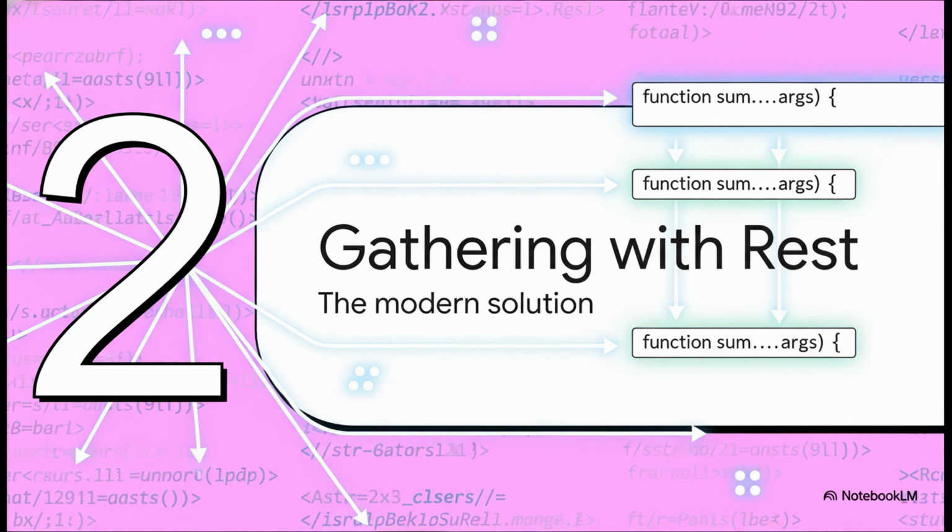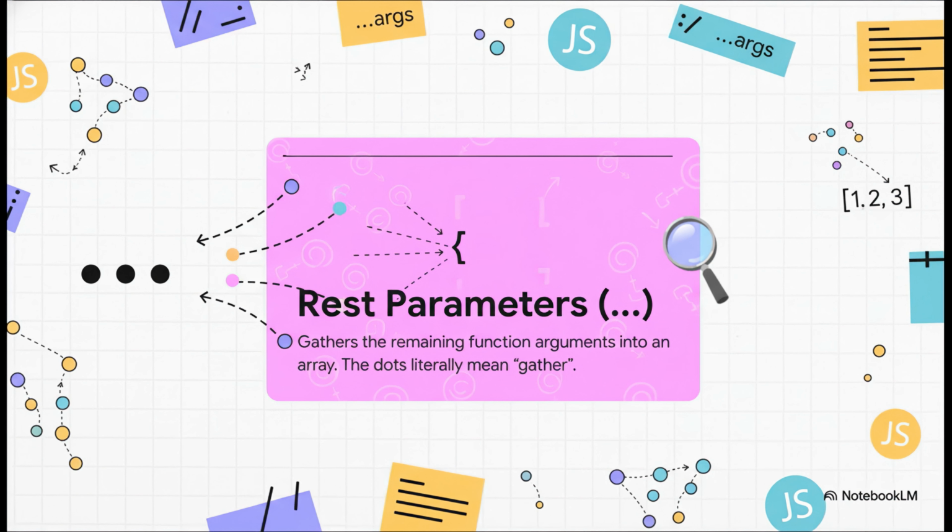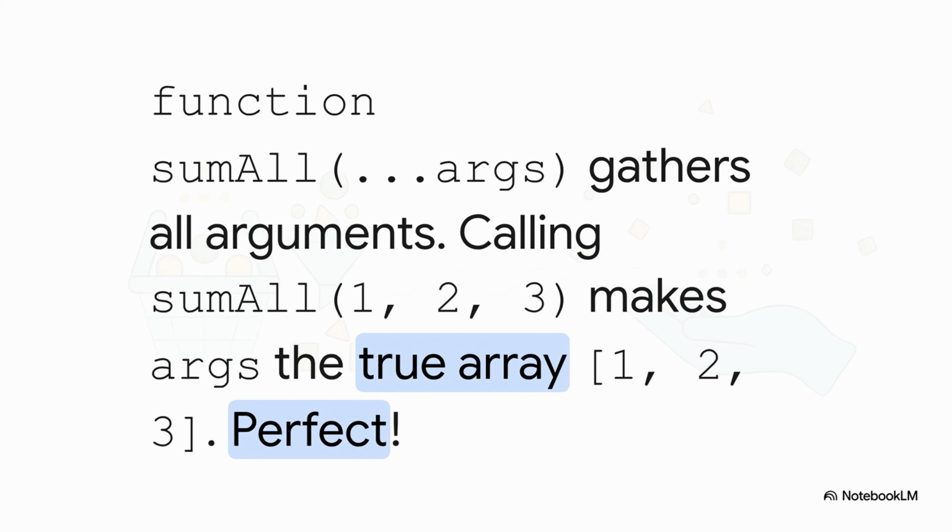Well, the modern, super clean answer is something called rest parameters. The keyword to burn into your brain here is gathers. Those 3 dots literally gather up all the loose arguments and pack them neatly into a single, and this is the important part, a real JavaScript array. And boom, here's the magic in action. By putting ...args in our function definition, sumAll can now take as many arguments as we want. Inside the function, that args variable is a beautiful standard array, just like [1, 2, 3], which is awesome because now we can use all our favorite array methods on it, like .reduce to get the sum.